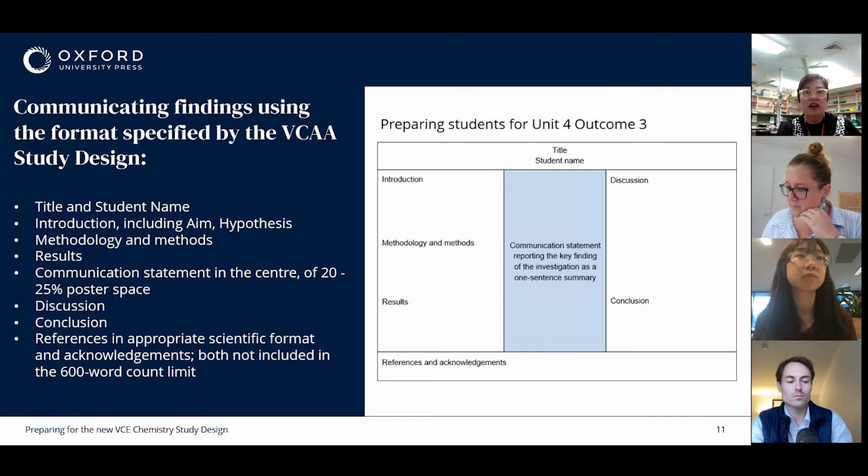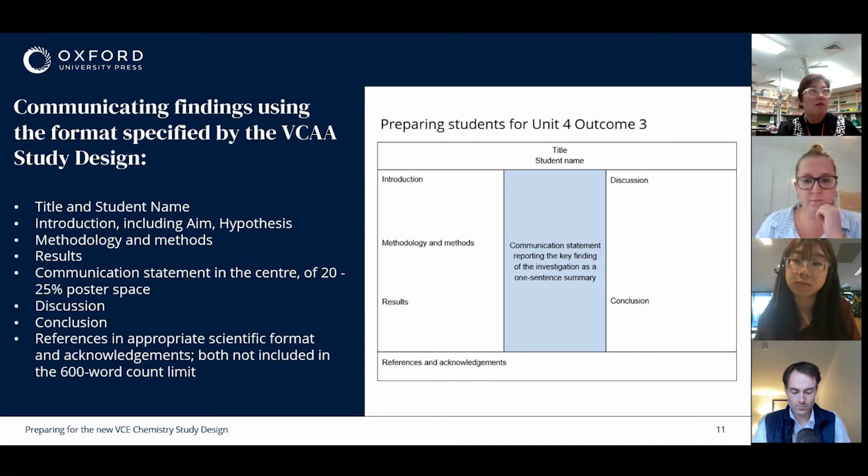So what's on the left-hand side of this slide is just a brief summary, but the communication statement is a new thing that some of you have already seen from the biology study design. The communication statement has to be 20 to 25% of the poster space, and it's one sentence. That's it. Everything else has to fit around. It's very tight. So you also need to possibly give the students some skills to make sure that they present everything in the shortest possible number of words, because the word limit's changed. It's not 1,000 now, it's 600. So again, in the toolkit, we will be providing more explanation of all these poster sections.